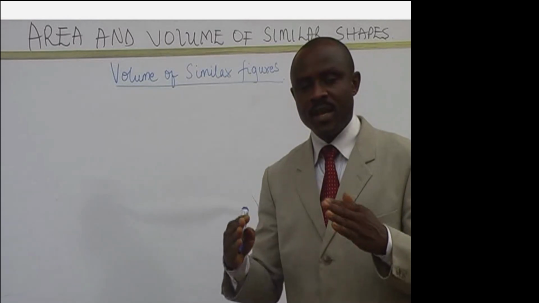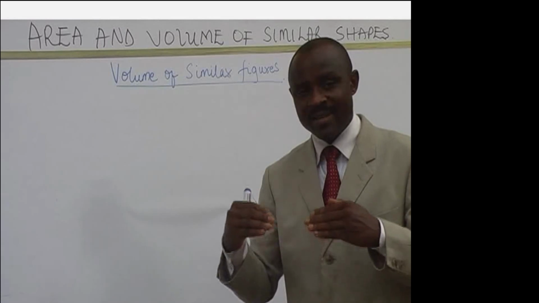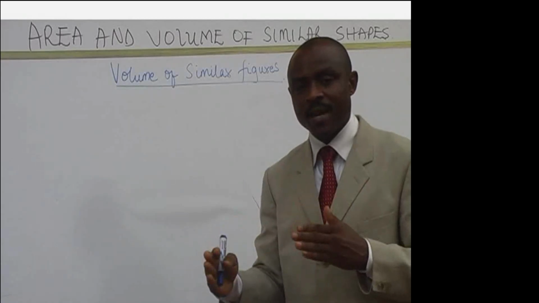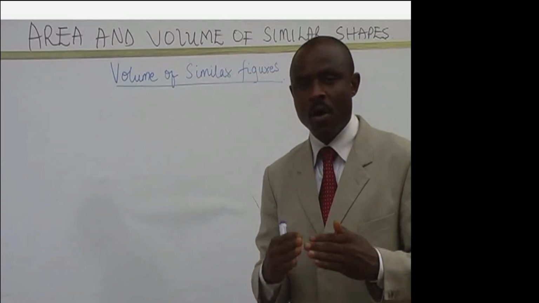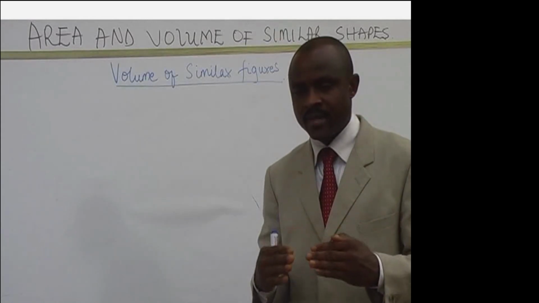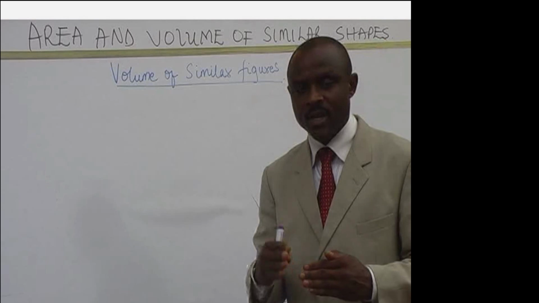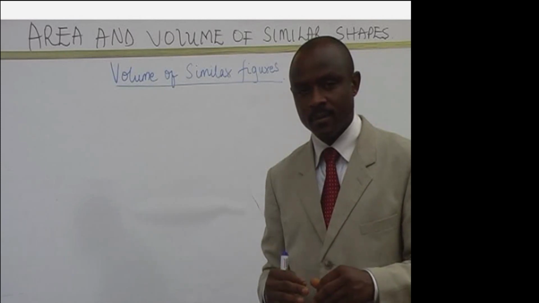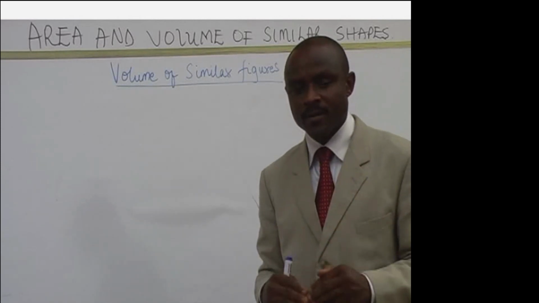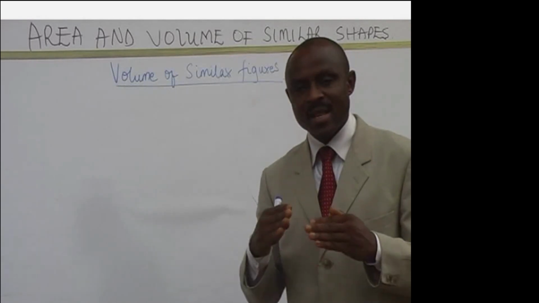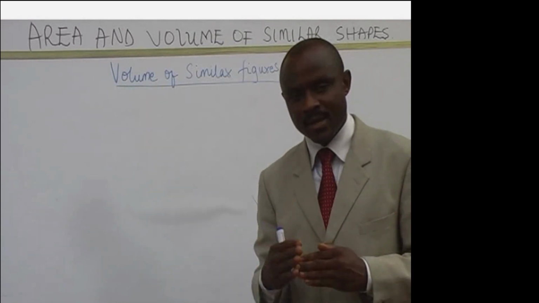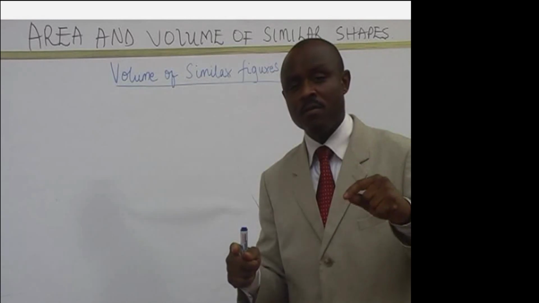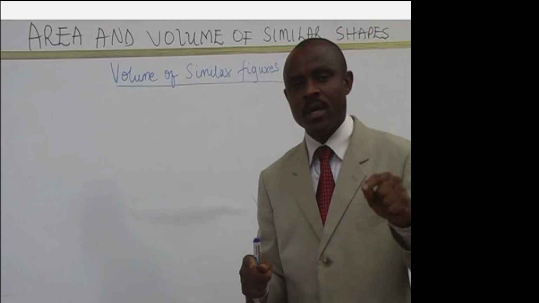The relationship between the scale factor, which also exists in volume of similar shapes, and the volume factor, or ratio of volume, is that the scale factor is equal to the root of the volume factor, and the volume factor is the scale factor exponent 3. That is the scale factor raised to power 3. That will give you the volume factor, or the ratio of the volume.